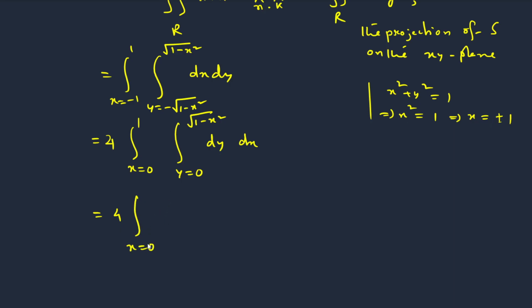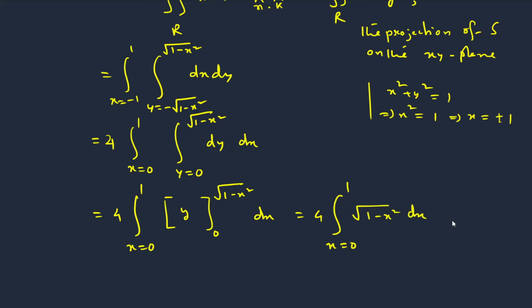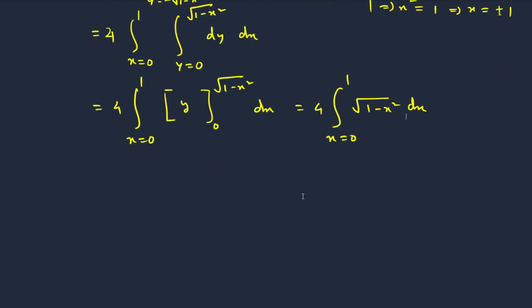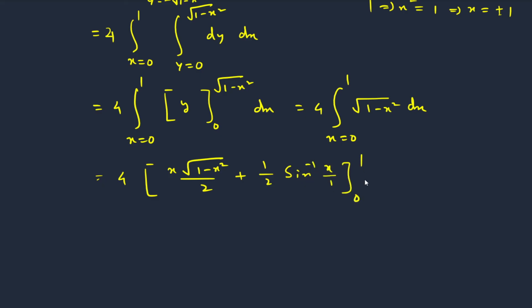So x equals 0 to 1. So what is the integration? y between the limit 0 to root over 1 minus x square, dx will be left out. So x equals 0 to 1. If you put the limit, you will get root over 1 minus x square dx. So it's a direct formula of root over a square minus x square. So what is the formula? x into root over 1 minus x square by 2 plus a square by 2, our a is 1, then sine inverse x by a between the limit 0 to 1.